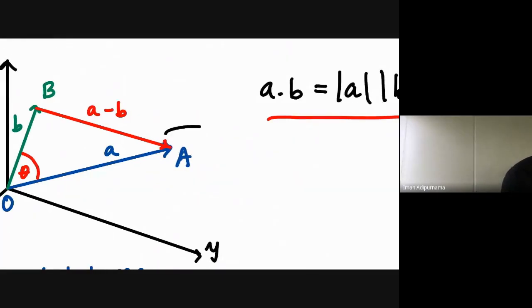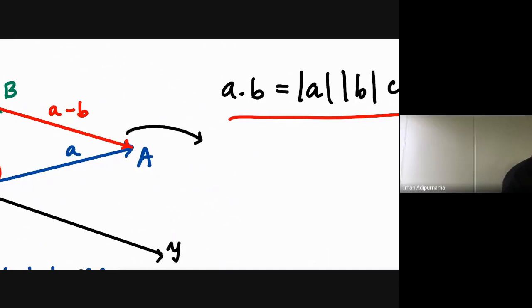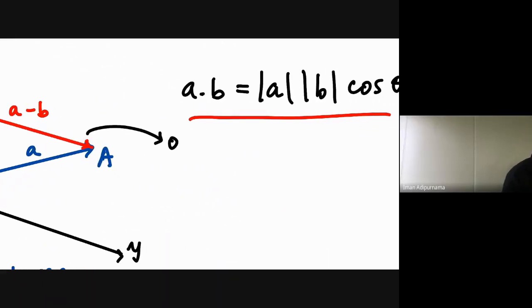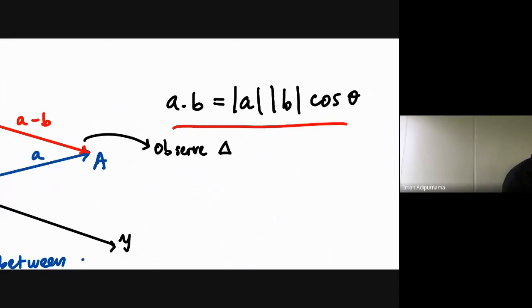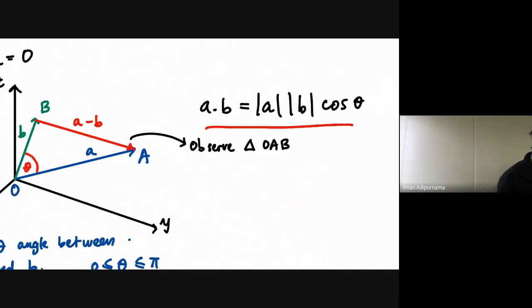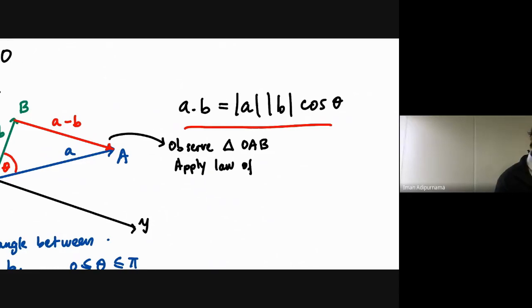Now from this triangle, let me write. Go here. Observe a triangle OAB. Okay. And then apply the law of cosine.